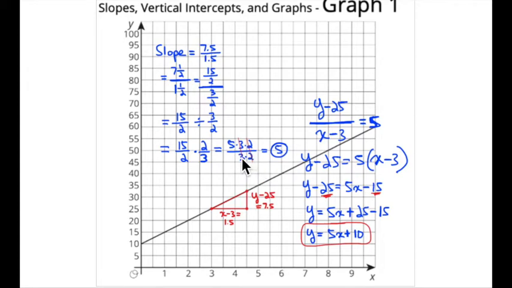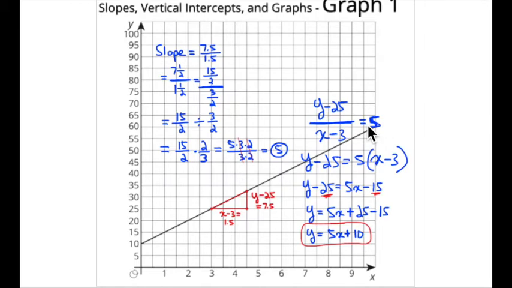And so you get an answer of 5. This is actually 30, by the way, and this is 6. 30 divided by 6, 2 times 15. 30 divided by 2 times 3 is 6. 30 divided by 6 is, of course, also 5. So the left side of the equation is y minus 25 over x minus 3 is equal to 5.